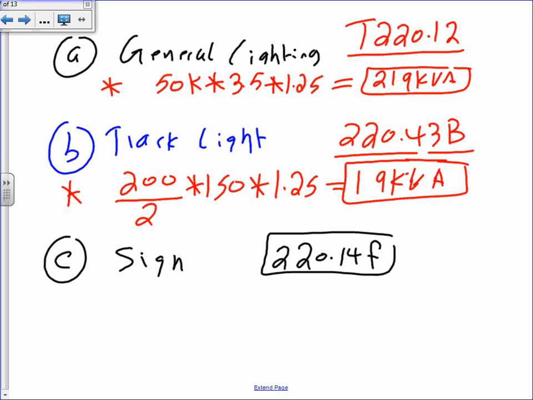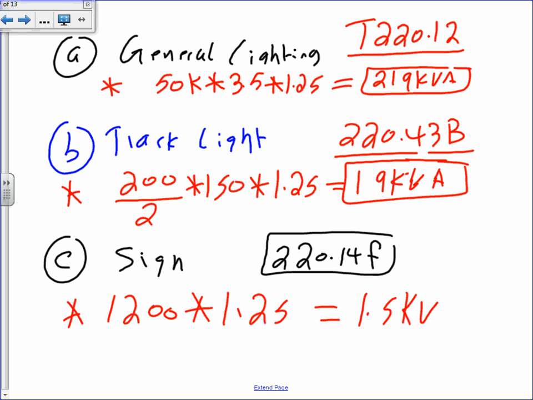The sign. You guys remember the sign? The allowance for the sign is 1200, multiplied by 1.25. And this is coming from 220.14(F). F as in fun. Not the other F. That gives 1.5 kVA.